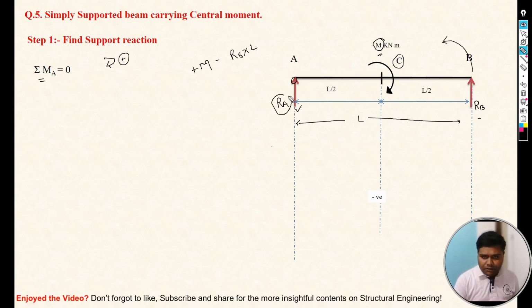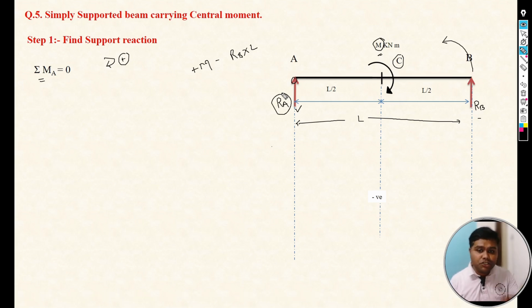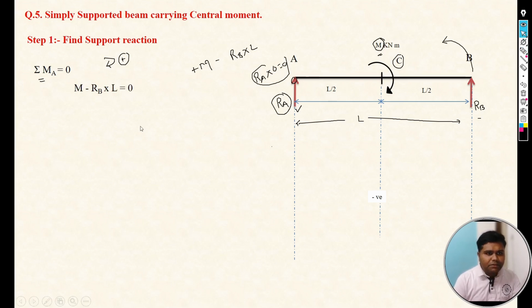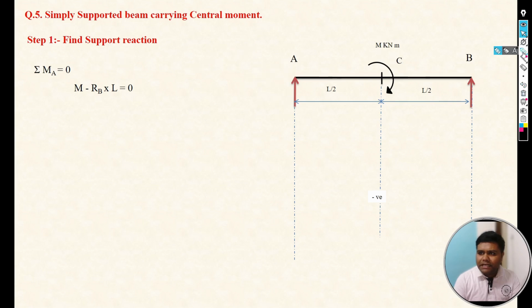So M minus RB into L, that is the moment at point A. And one more force, RA, is there, but RA passes exactly through point A, so the perpendicular distance is 0, so the moment of RA will be 0, so no need to consider the moment of RA. So we just take the moment M minus RB into L. Here we can see plus and minus are there, and we need only the reaction.